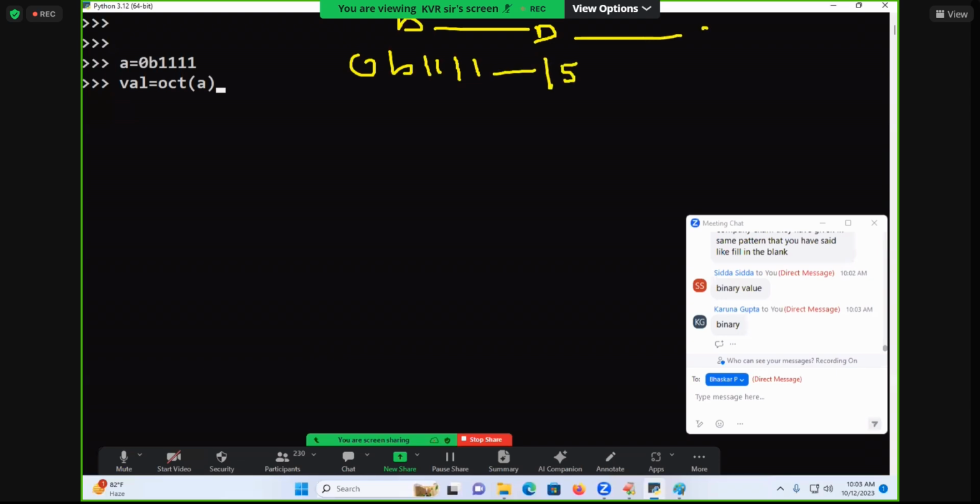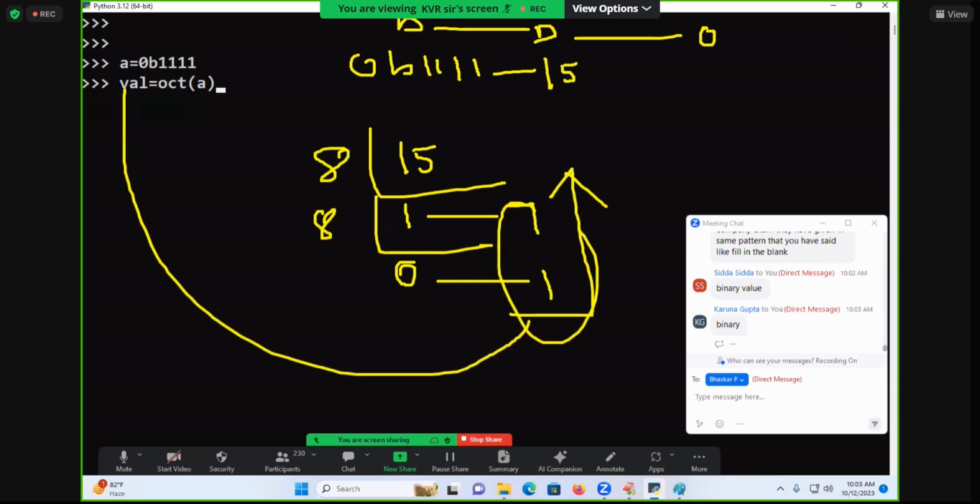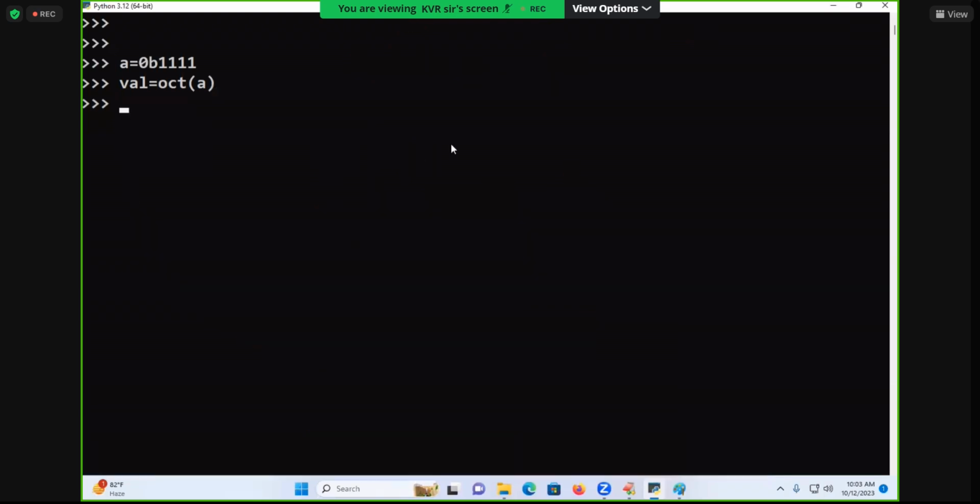That you are converting into what? Octal. I am converting to octal. 8, 1, 7, 8, 0, 1. What is the answer? What is the value? 17. 17. Please look at the value I am saying. What is the type? 017. Got it or not?